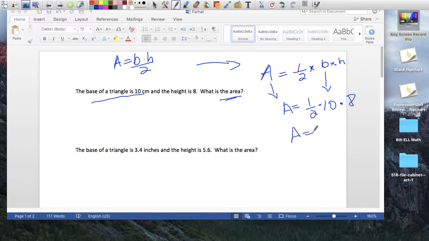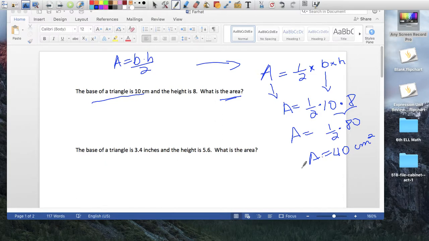So if you take a calculator and you multiply, let's say 10 times 8 first, this gives you 80. And if you multiply it by a half, half of 80 is 40. And that gives you the area of that triangle. So that triangle has 40 centimeter squares inside. Okay, so that's a simple one. That's just a plain old find the area given the base and the height.